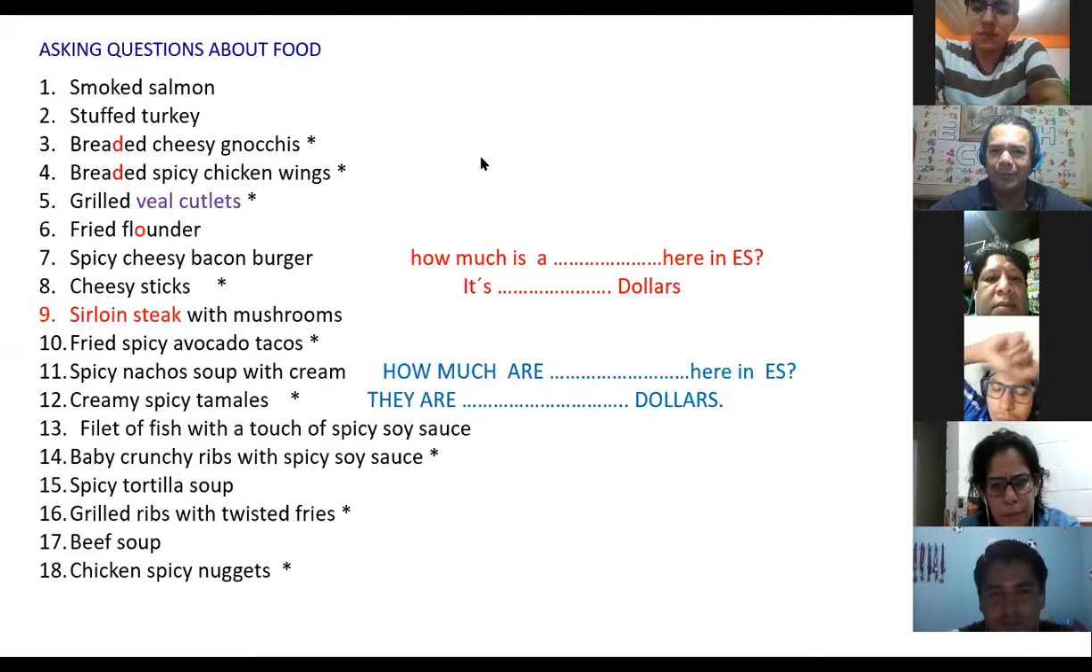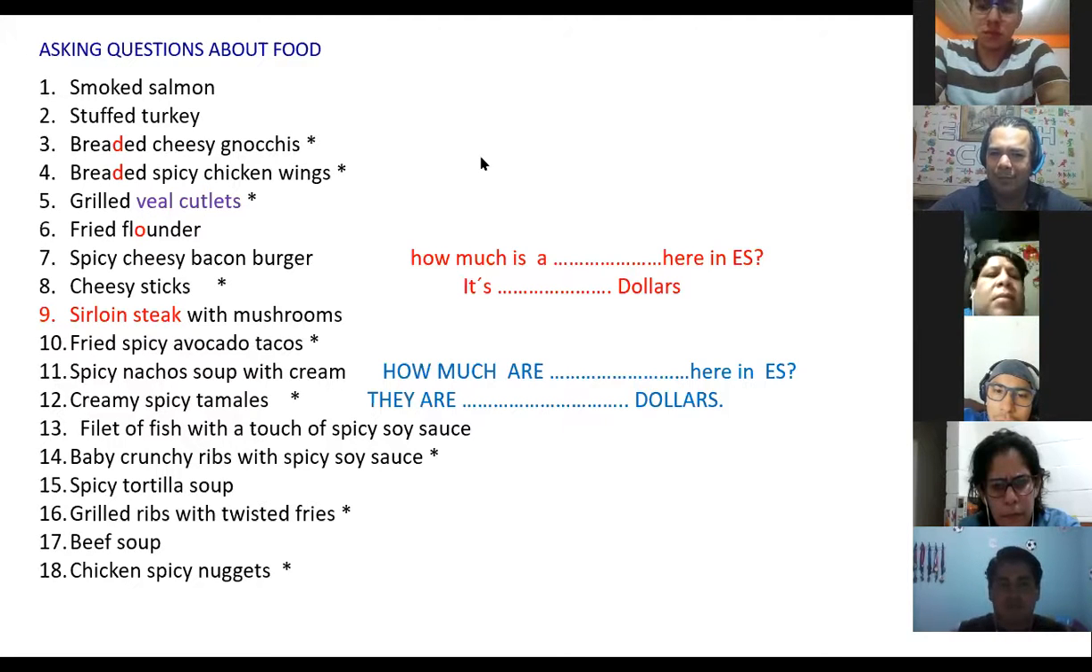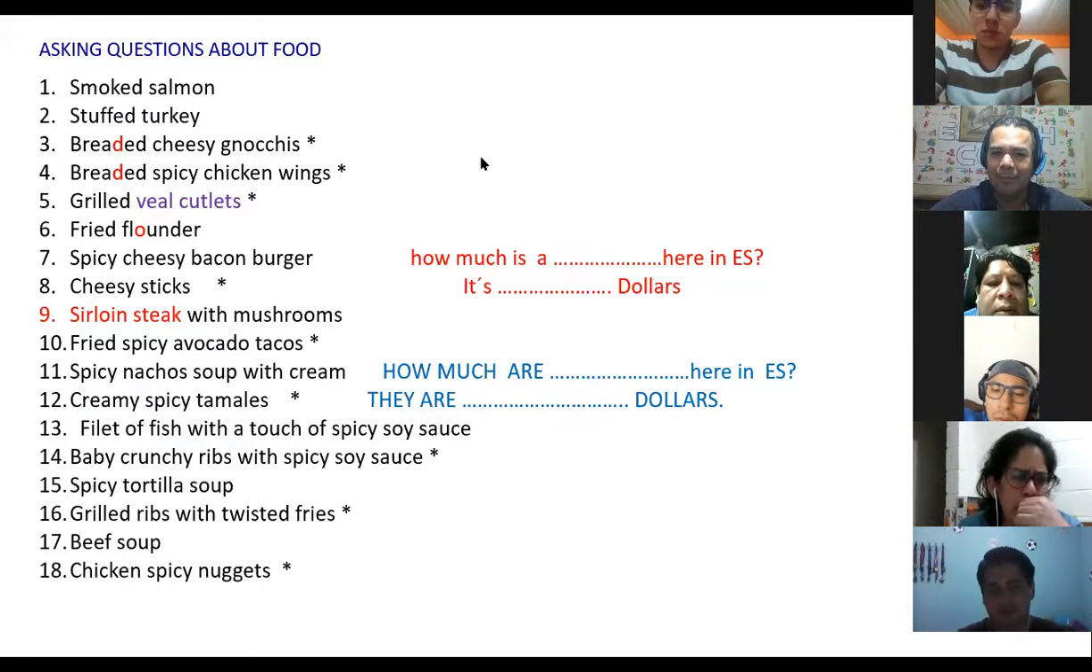To Josue. How much is a cheese stick here in El Salvador? It is $3. Okay, Josue. To Adrian. Okay, how much is a beef soup here in El Salvador? Microphone, Adrian. It's a $5. It's a no. Ahí no existe la A. Sorry, it's $5. Perfect. Adrian, two Janet. How much are fried spicy avocado tacos here in El Salvador? They are $20. Perfect. Janet, to Elizabeth.